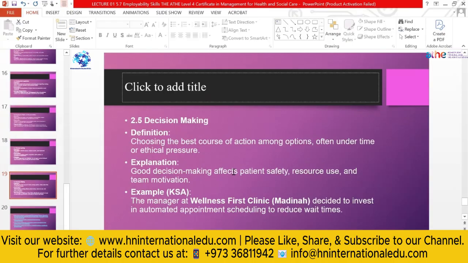The manager at Wellness First Clinic Medina decides to invest in automated appointment scheduling to reduce wait times. It's a nice thing. Before that, waiting times were quite high in most of the states.